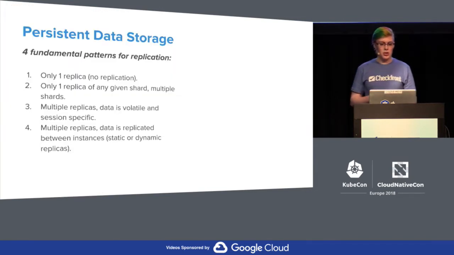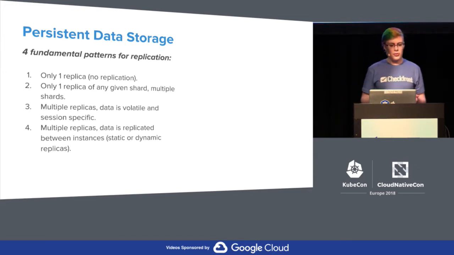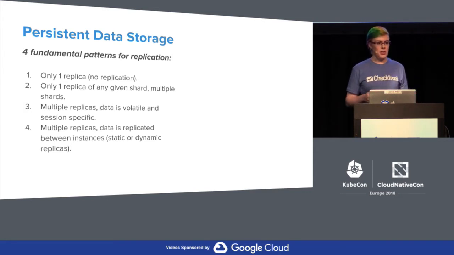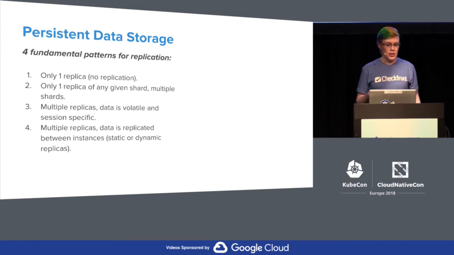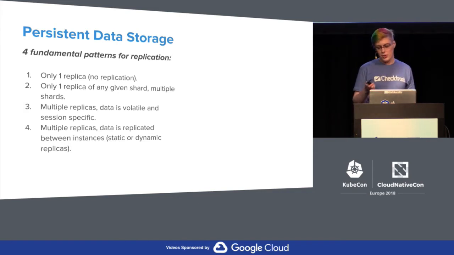First up, with persistent data storage, I've identified 4 fundamental patterns for replication. We can have only one replica. We can shard our data without replication. I call this unreplicated shards. So it's just when you have multiple distinct databases, none of them are replicated, but you can have specific things on a specific database. You can have multiple replicas with volatile data that's session specific, or you can have multiple replicas with runtime replication. We'll look at each one of these in a bit more detail and how you use it.